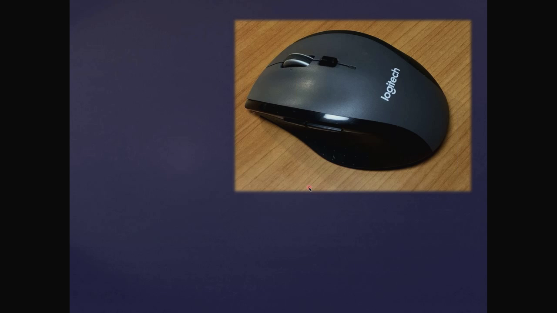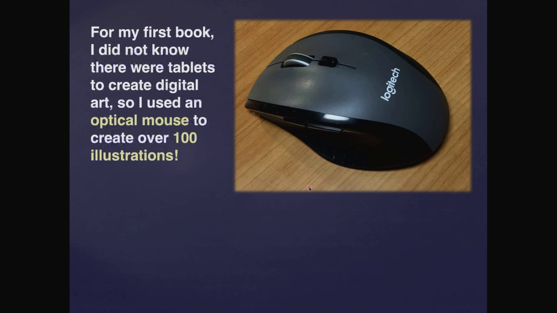And I'm going to throw one little fun fact in. So there's my mouse, right? So for my first book, I didn't know much about tablets, and I didn't know that they were essential for creating digital art. So I found a shortcut. You could actually use an optical mouse like a pencil, and I did that. And I used it to create over 100 illustrations.